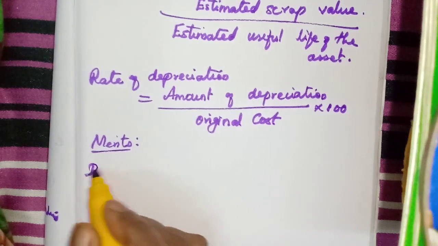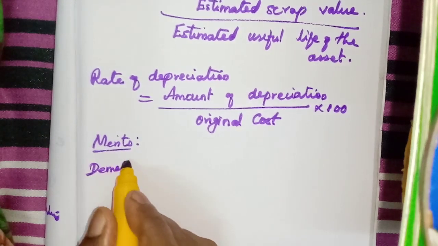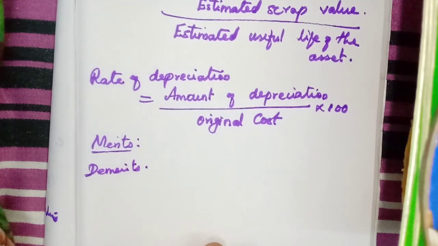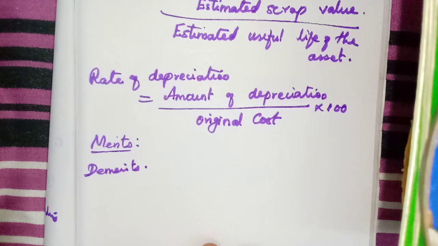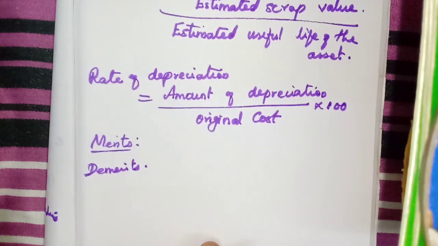What are the demerits? What are the disadvantages of this method? Here they are ignoring the actual use. Everything we are doing, estimated scrap value, estimated life of the asset, everything we estimate, but the actual use of the asset is never considered in this method. And another one, here they are ignoring the interest factor.